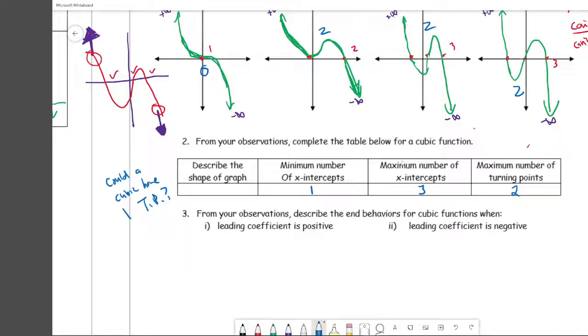Let's clear this up actually, forget what they're saying with maximum. The number of turning points seems to be either 0 or 2. We didn't see any with only 1. And I would like to know, is that always true? Explain to me. Is 1 possible?